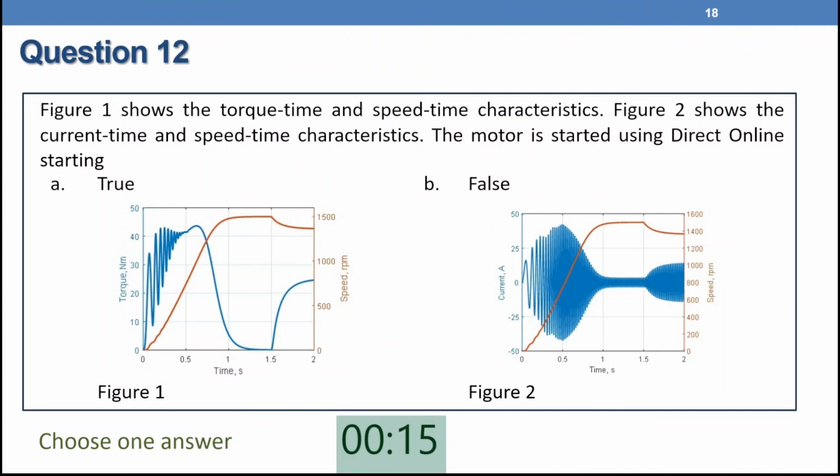Question 12. Figure 1 shows the torque-time and speed-time characteristics, while Figure 2 shows the current-time and speed-time characteristics. The motor is started using direct online starting. A. True, B. False. Time starts now.